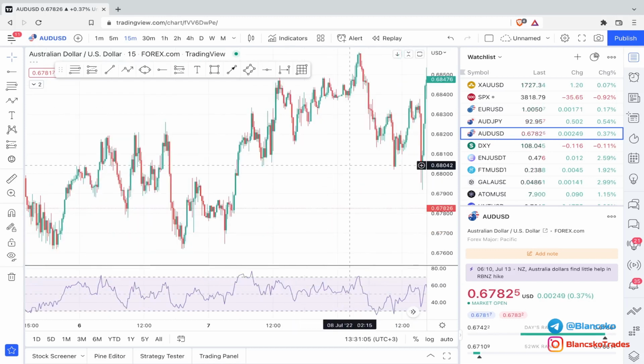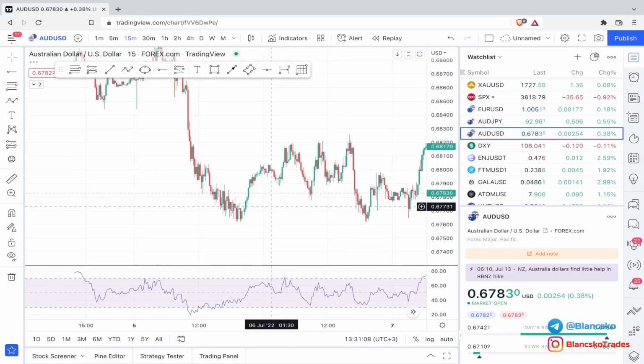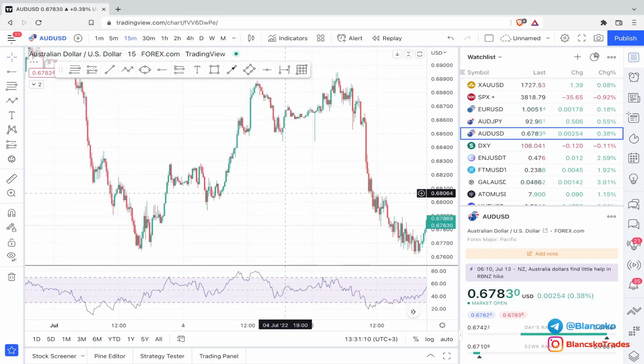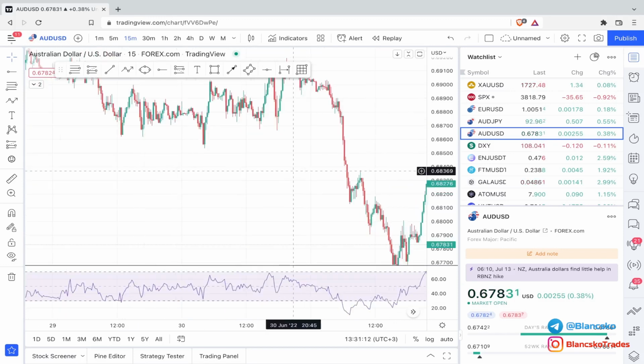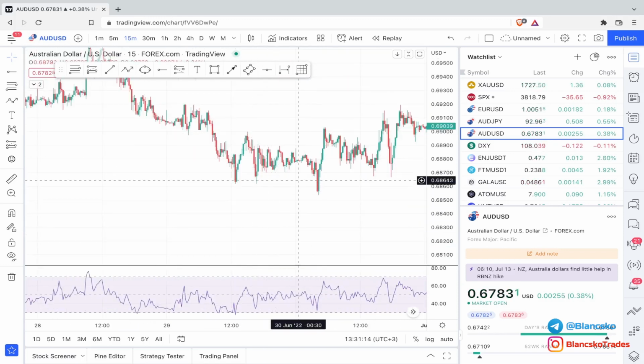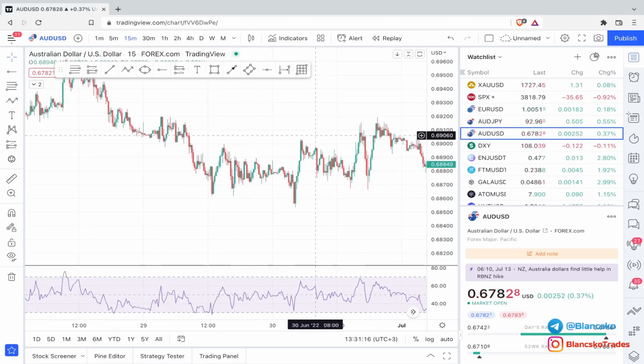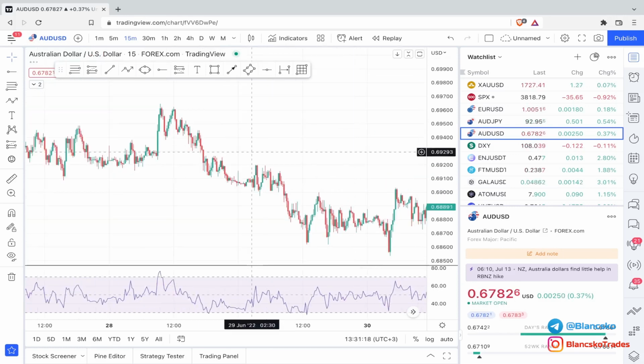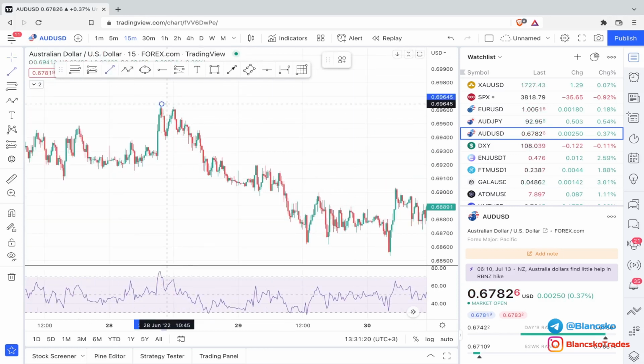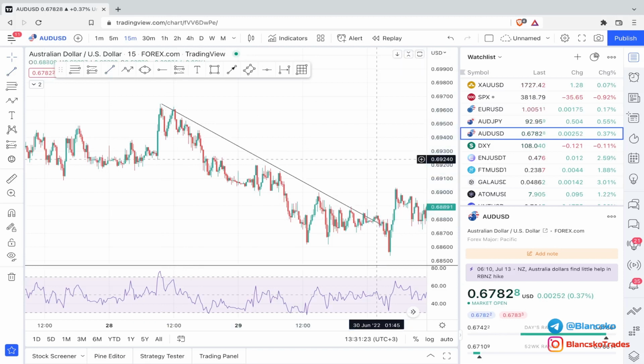Okay, so now let's find a downtrending market and see if I can find a hidden bearish divergence example. Man, the market was really choppy lately, not gonna lie, really choppy. Look, boom, we have a clear downtrend right here. So let's see if we can spot some hidden bearish divergences.